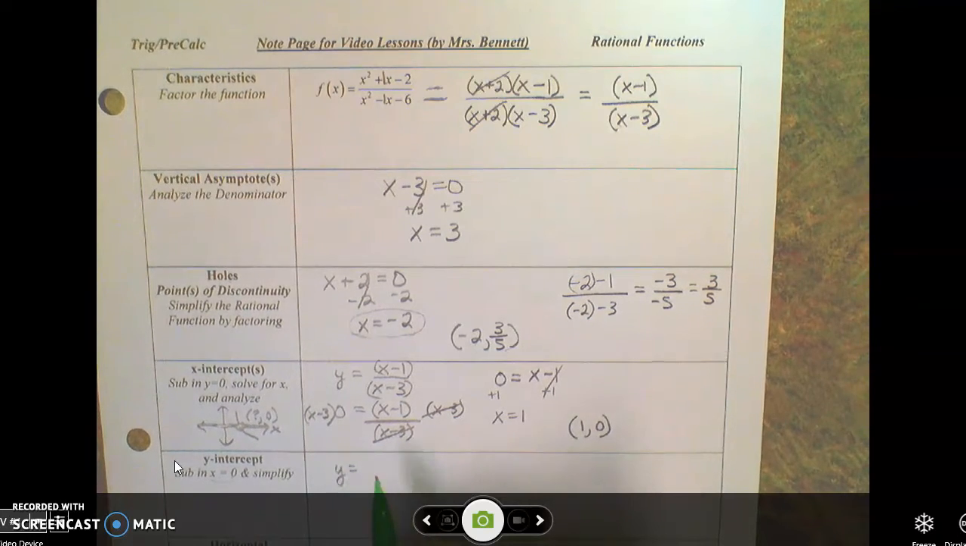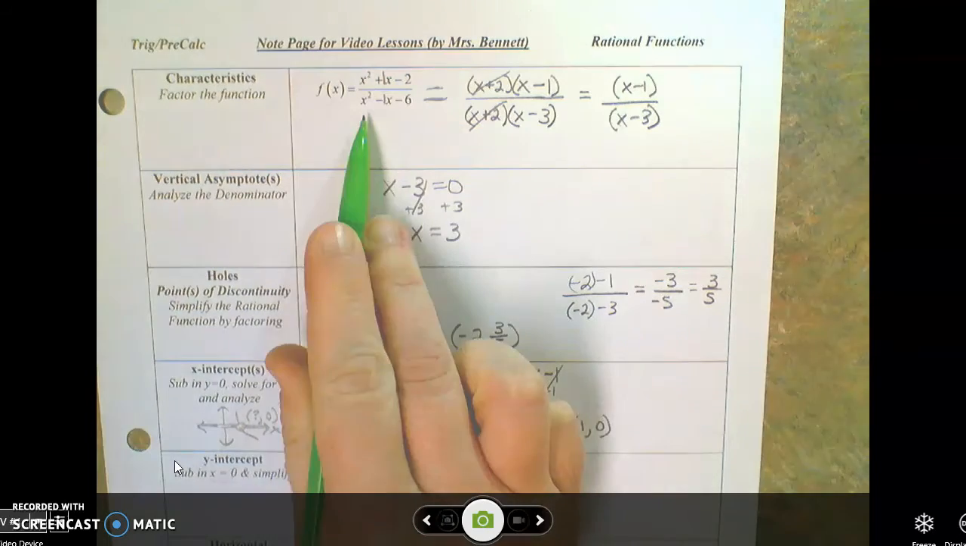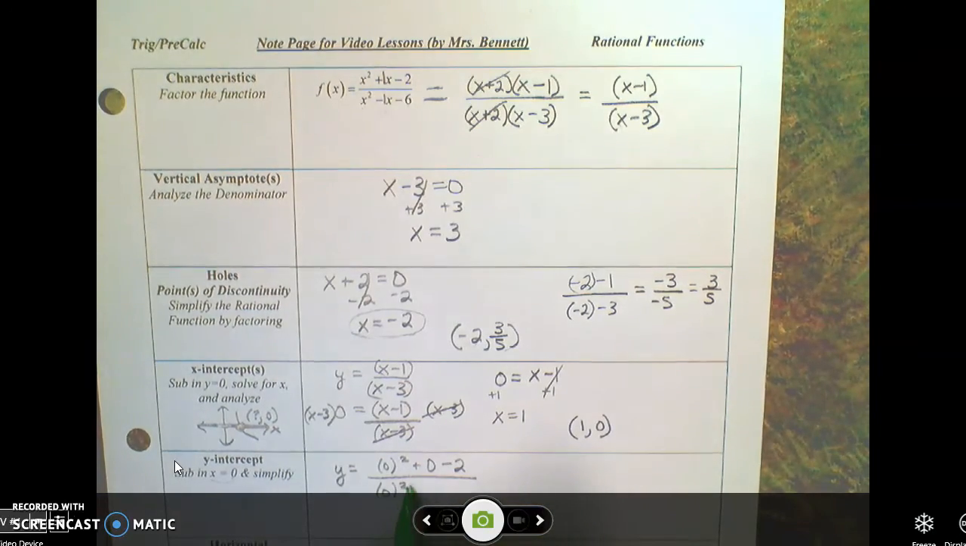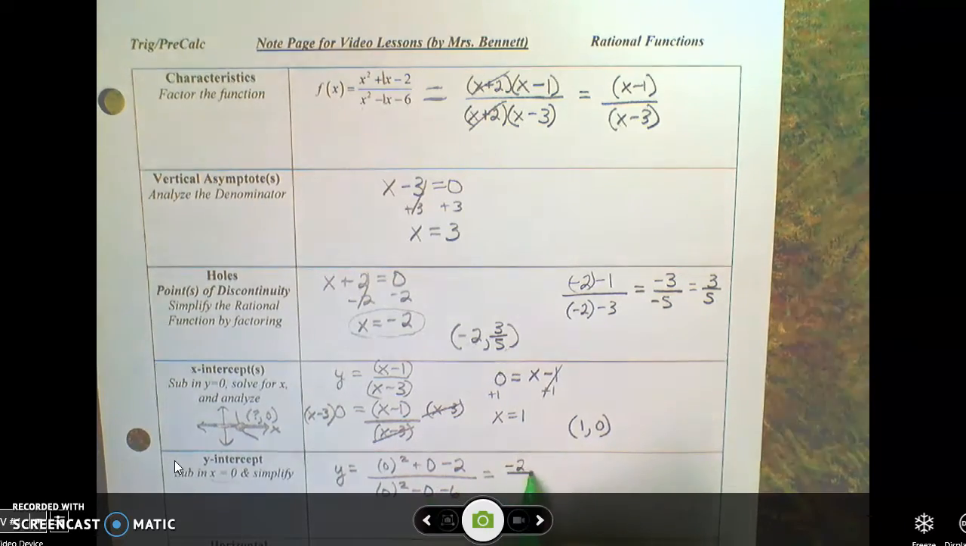So y equals 0 squared plus 0 minus 2 over, and then we're going to substitute 0 in here, 0 squared minus 0 minus 6. And we are going to simplify. 0 plus 0 minus 2 is negative 2. 0 minus 0 minus 6 is negative 6. So we get 1/3. So our y-intercept is at 0, 1/3.